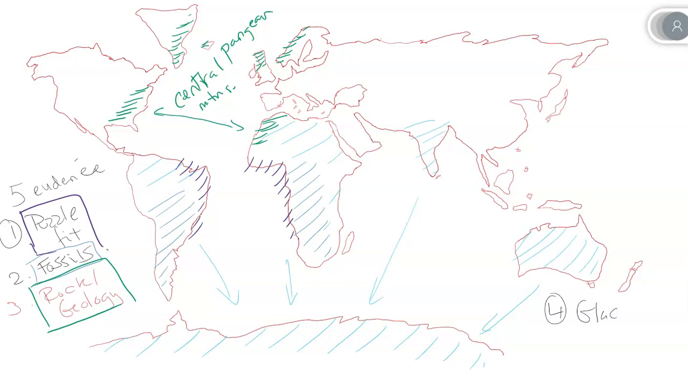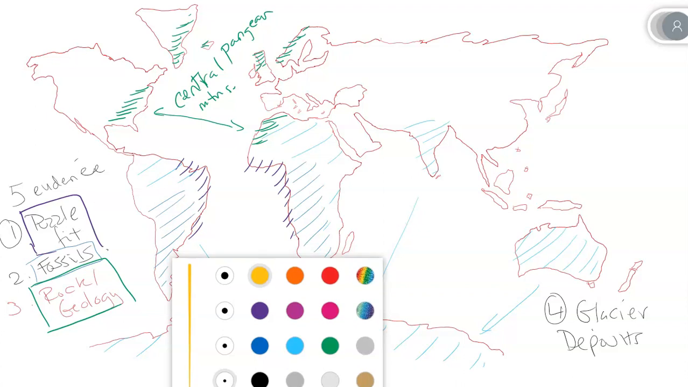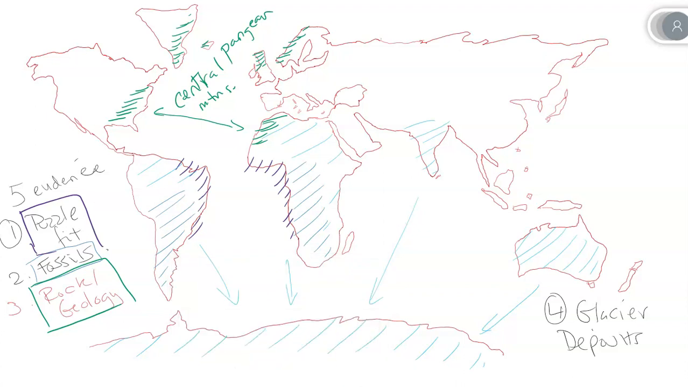Then the fourth one, final one, we'll do over here, is the glaciers and the ice sheets and the sediments and the deposits. Again, I will use a different color. I'll use yellow. So these glacial deposits were found in this part of South America, this part of Africa, Central Southern Africa, this part of India, and again in Western Australia.